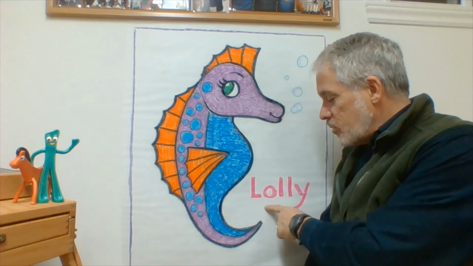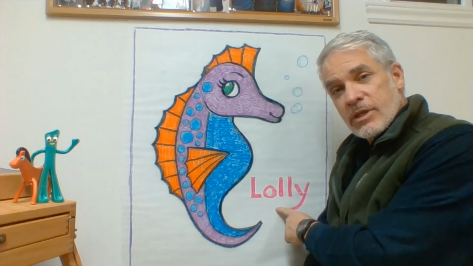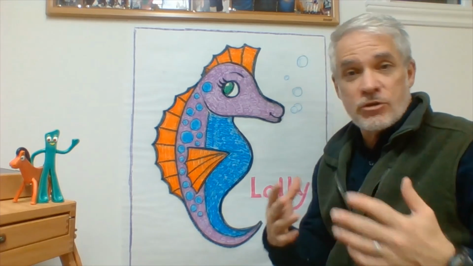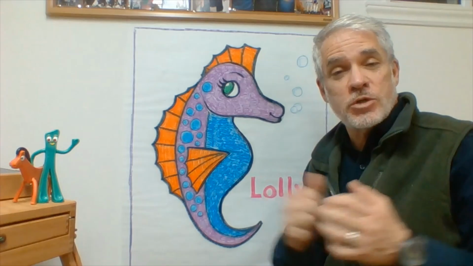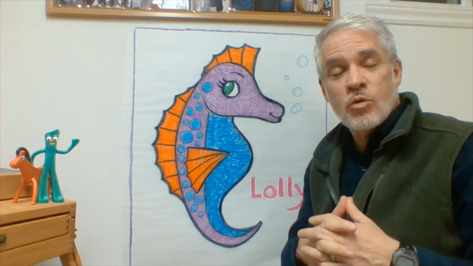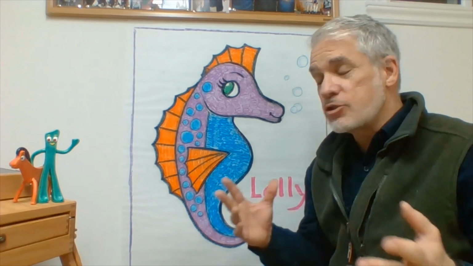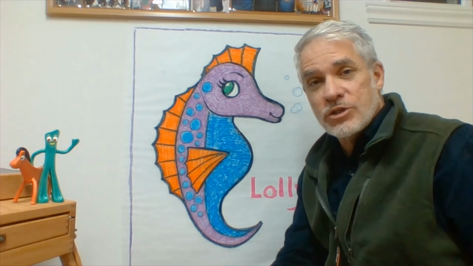I even gave a name to my seahorse. She's Lolly. And maybe if you gave a name to your seahorse, at the end of class, when we share all the drawings together, you can not only show us what your seahorse looks like, you can tell us what your seahorse is named. I hope you enjoy working on your ocean-dwelling creature.